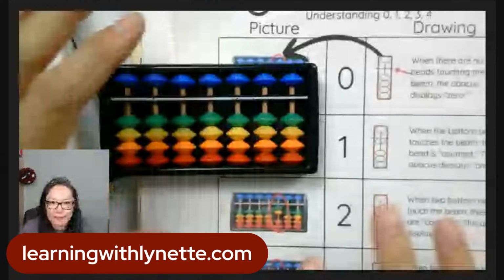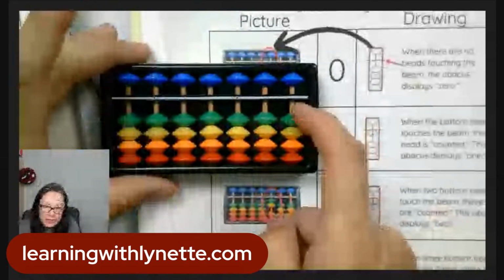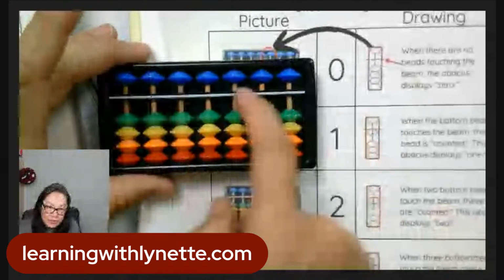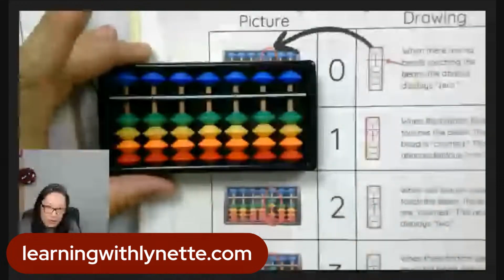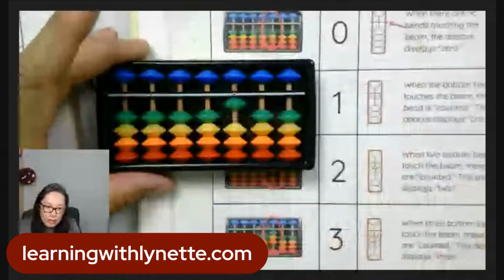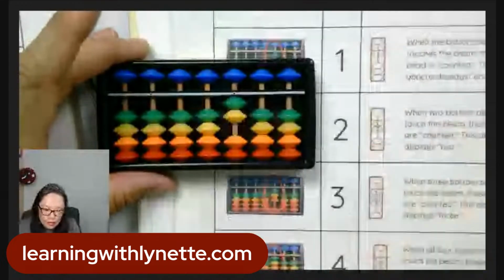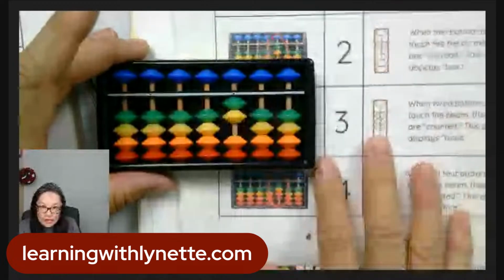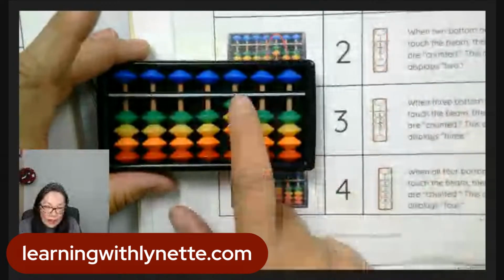All right, so we have 0. This is 0. When the beads are not touching the horizontal bar, this is 0. When we have 1, we only need to use the 1 bead. After 1 is 2. After 2 is 3. 1, 2, 3.